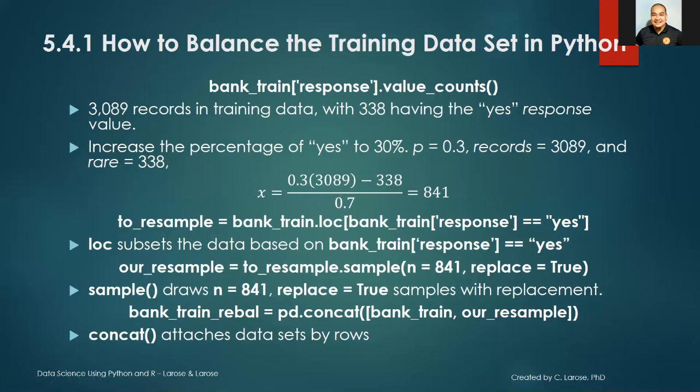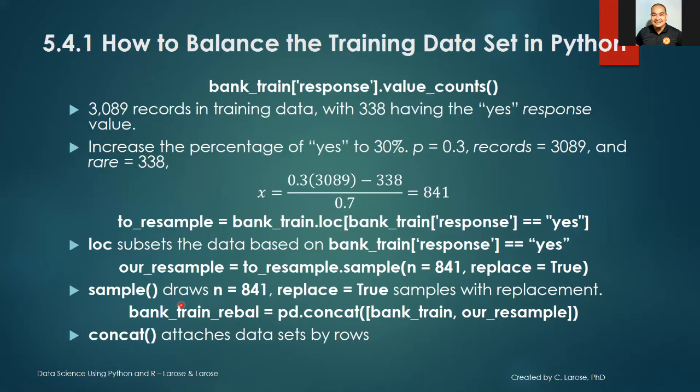Finally, we add the resampled records to our original training dataset using this code. The concat command attaches two datasets by putting the rows on top of each other. The result is a single dataset made up of records in both bank_train and r_resample, which is saved as its own dataset under the name bank_train_rebal.